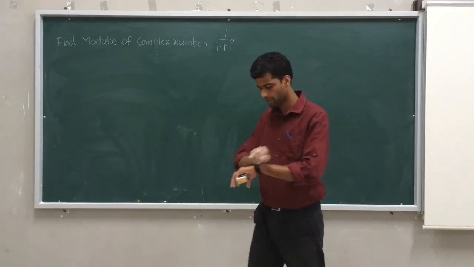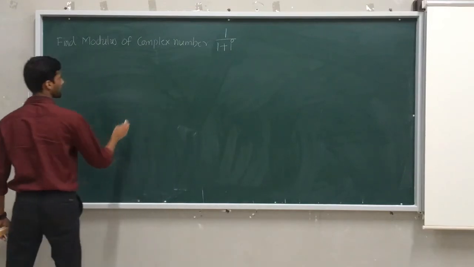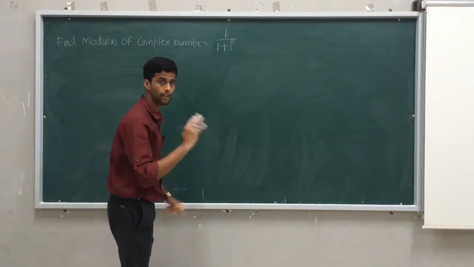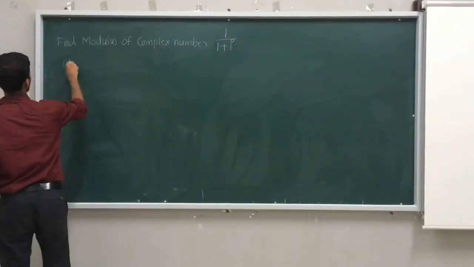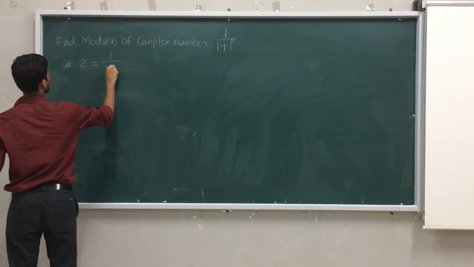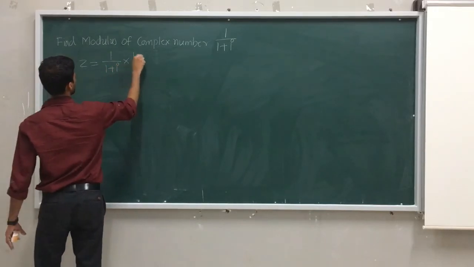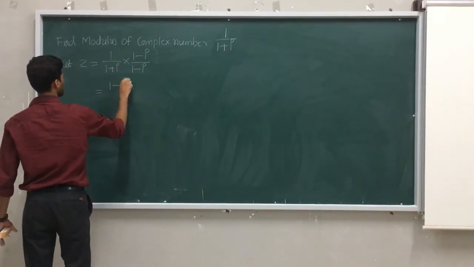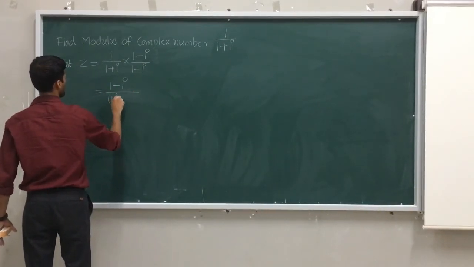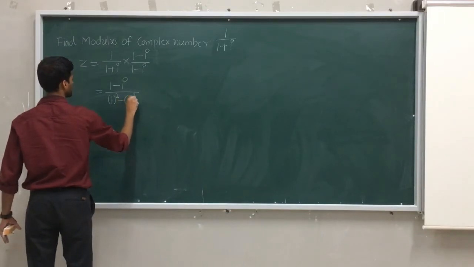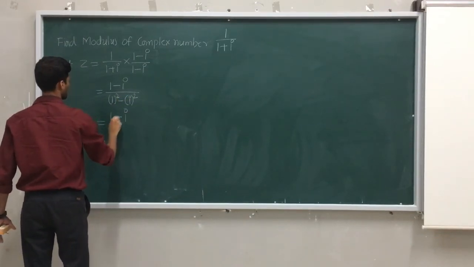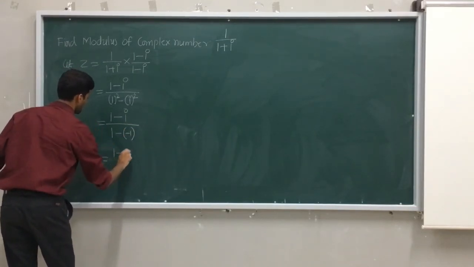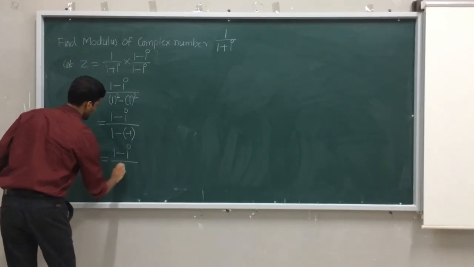Okay, 1 divided by 1 plus i. Again, it is not in a standard form. You may ask, the denominator is in standard form, but I need it in the numerator. Let z equal 1 divided by 1 plus i. To make it standard, I will multiply and divide by its conjugate. So it becomes 1 minus i divided by (a plus b)(a minus b), 1 square minus i square, which is 1 minus i divided by 1 minus of minus 1, which is 1 plus 1.